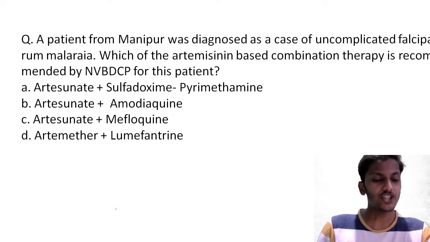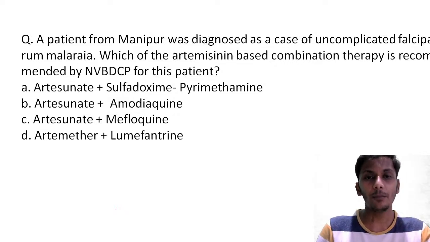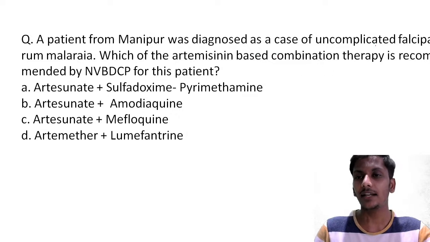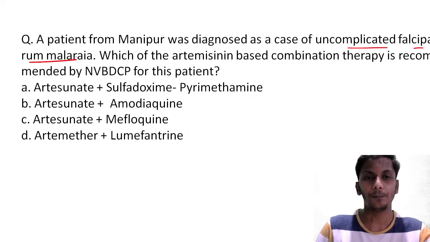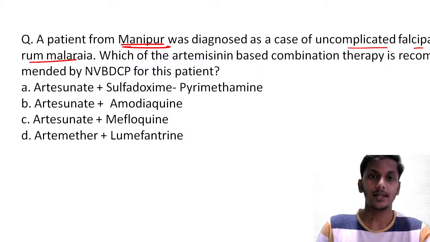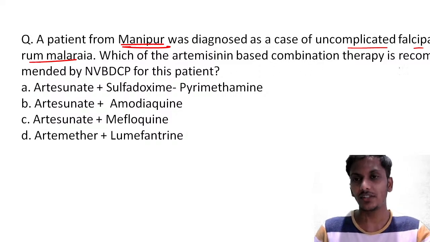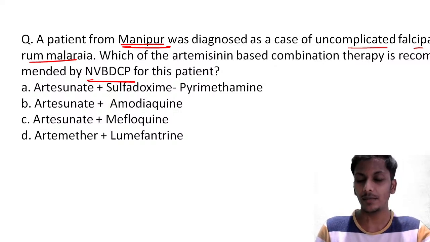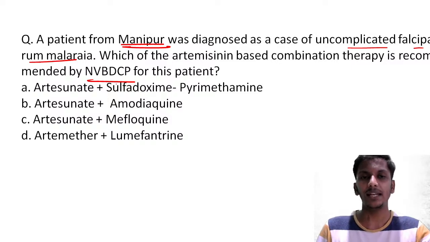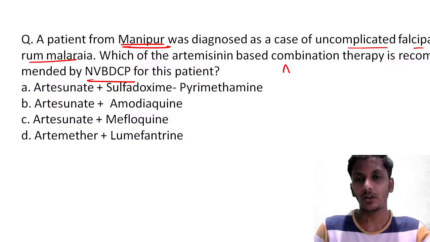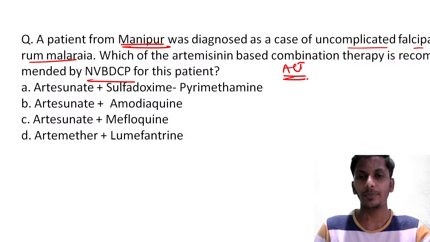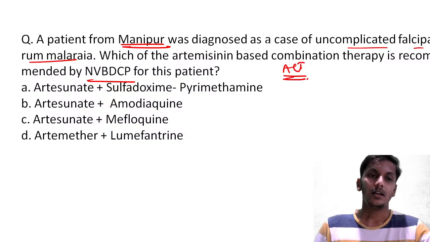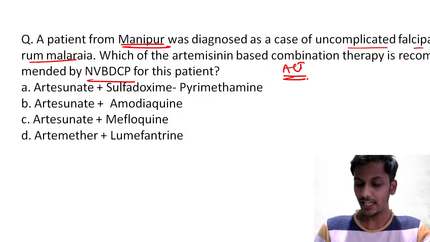The next question says, a patient from Manipur was diagnosed as a case of uncomplicated falciparum malaria. Important one is this. Which of the artemisinin based combination therapies is recommended by NVBDCP? You will study NVBDCP in PSM, that is the National Vector Borne Disease Control Programme. So according to NVBDCP, which ACT is preferred? There are different options. Anybody? What would be the answer?